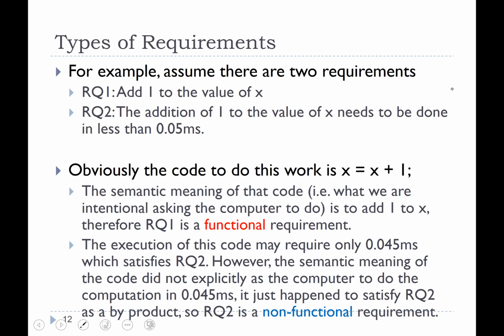Now, when I'm actually doing this, it finishes in, say, 0.045 milliseconds, which is okay with my second requirement. But the statement X equals X plus 1, which computed in 0.05 milliseconds, its meaning wasn't, Mr. Computer, please do this in exactly 0.05 milliseconds. It was just a byproduct. Now, if the byproduct itself is not good enough, then maybe I have to find a different way of doing things.